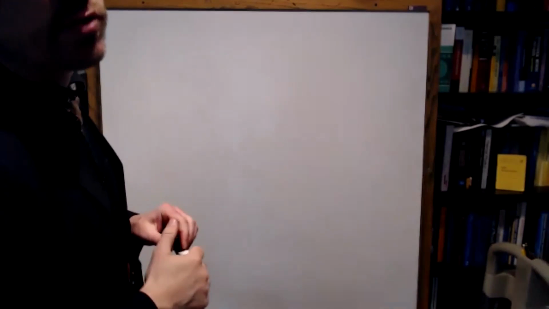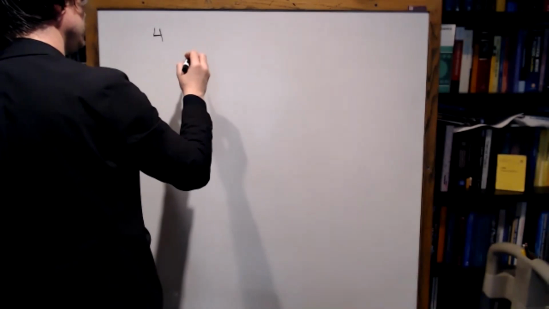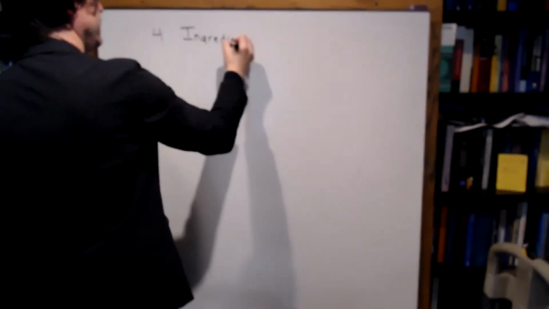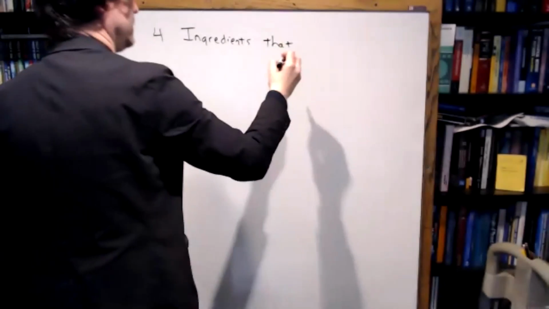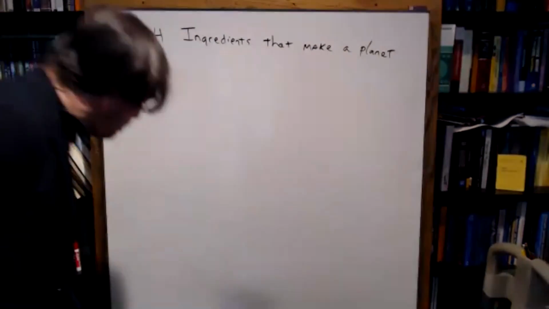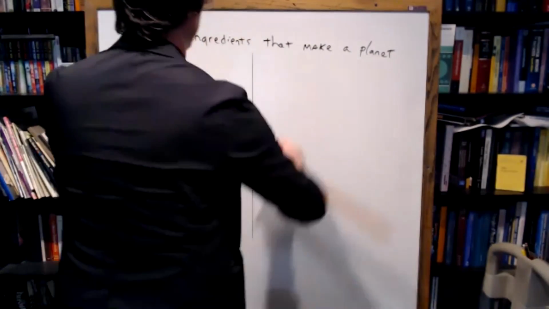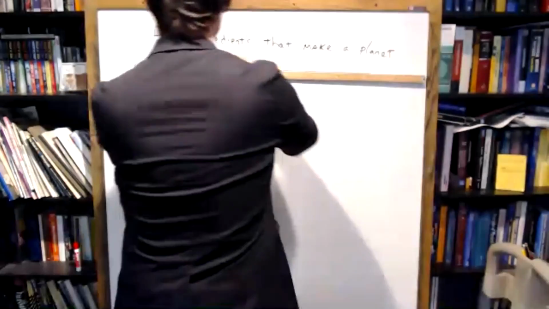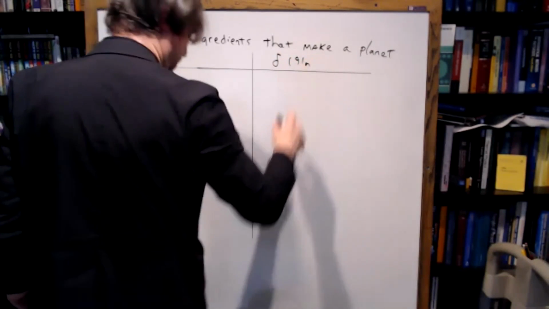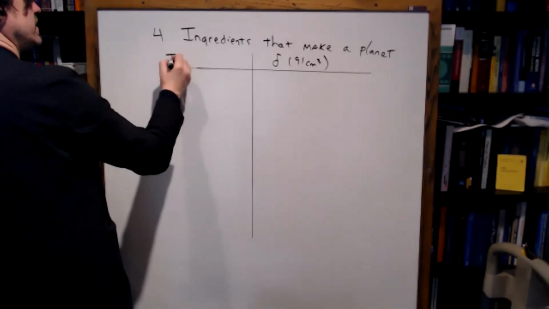And these are just the sort of four primary elements that a planet can be made out of. Let's call them the four ingredients that can make a planet. Planets tend to form from one of four basic ingredients. Okay. So this is going to be their density in grams per cubic centimeter. And this is going to be the ingredient.